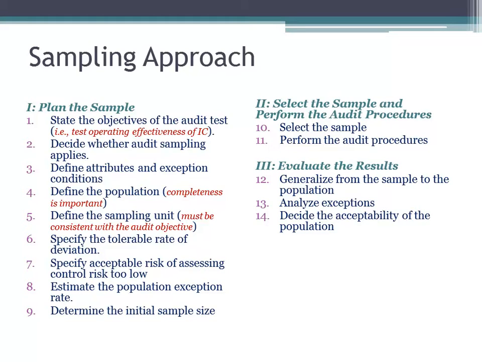Once you have selected your sample and performed your audit procedures, you have to evaluate the results of your testing. You determine what your exceptions are, analyze those exceptions, and generalize that to the entire population. Then you decide on the acceptability of these results considering the entire population. An auditor decides: does this tell me that there's a material misstatement? Do I need to go back and gather a larger sample? That's the auditor's decision or judgment.